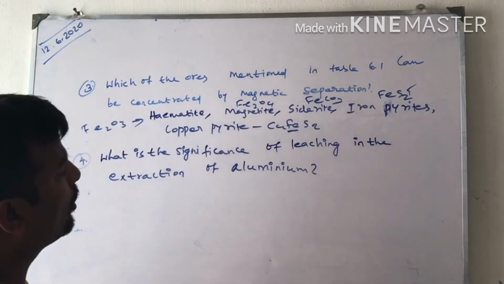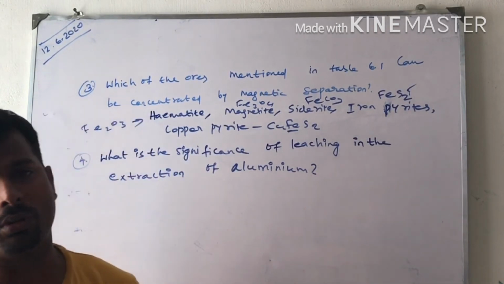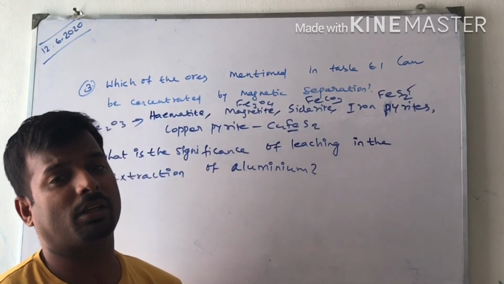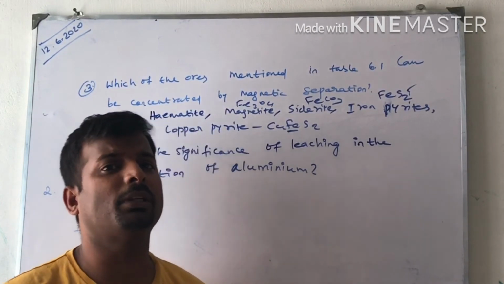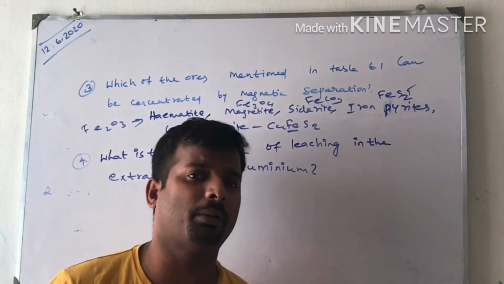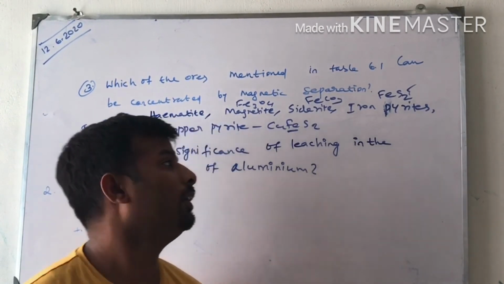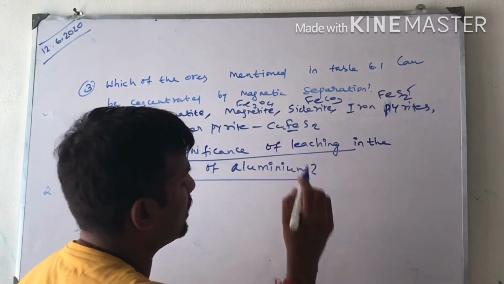If a compound contains iron as one of its components, then it can be concentrated by the magnetic separation method. When iron-containing and non-iron materials are present, they can be separated by magnetic separation. Next, the fourth question: what is the significance of leaching in the extraction of aluminum?